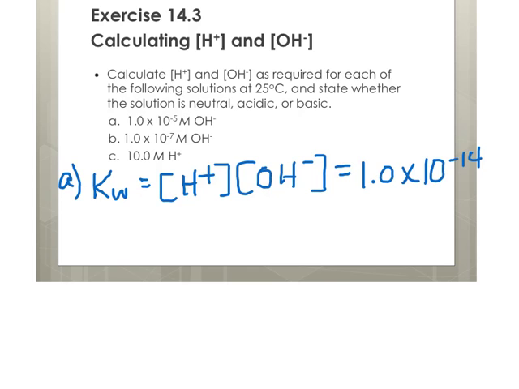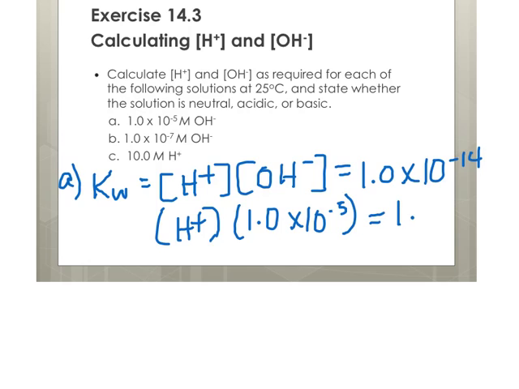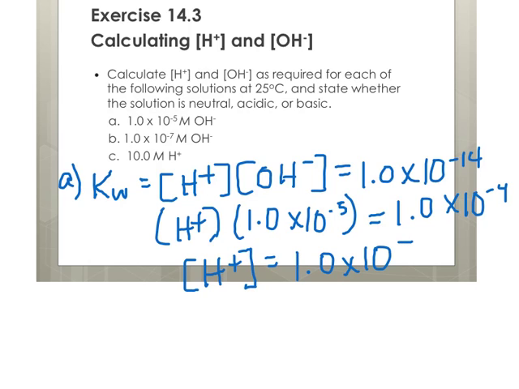So if hydroxide is 1 times 10 to the minus 5, and hydrogen is what we're solving for, and that all equals 1 times 10 to the minus 14. You can divide both sides by 1 times 10 to the minus 5 and solve for the concentration of H+. And you should get that is 1.0 times 10 to the minus 9.